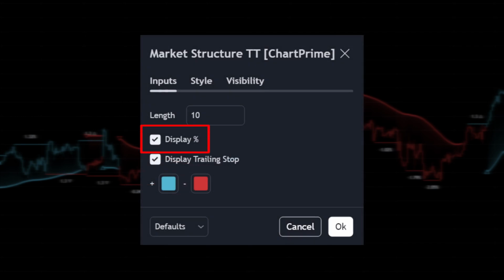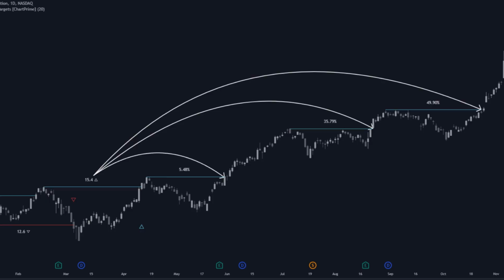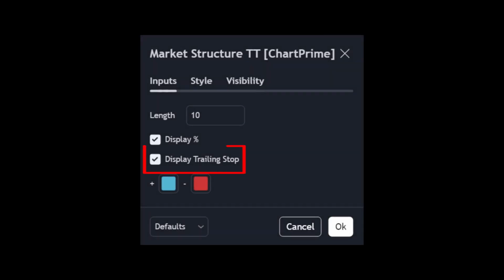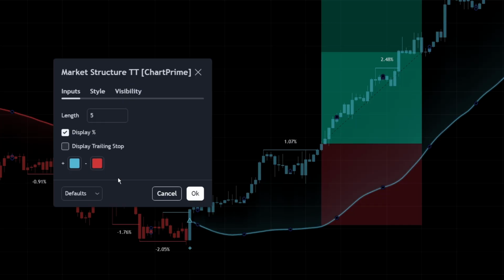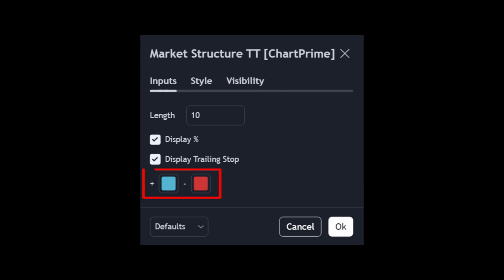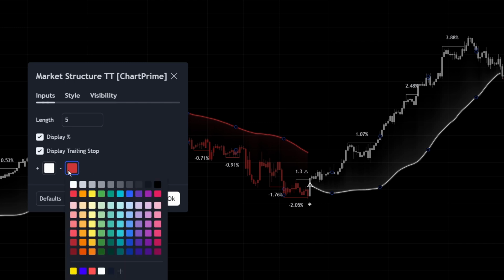Display percentage. Option to toggle between showing sequential breakout numbers or the percentage change from the initial breakout. Display trailing stop. Option to turn on or off the default dynamic stop loss. Colors for uptrend and downtrend. Allows customization of color zones for uptrends and downtrends to match individual chart preferences.